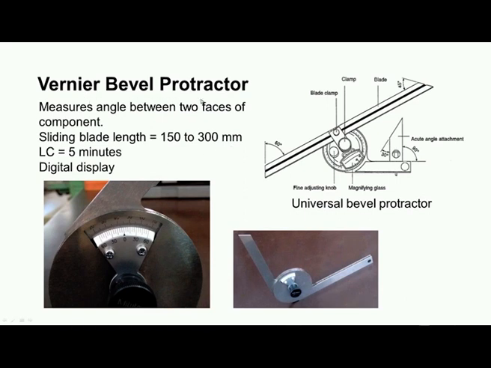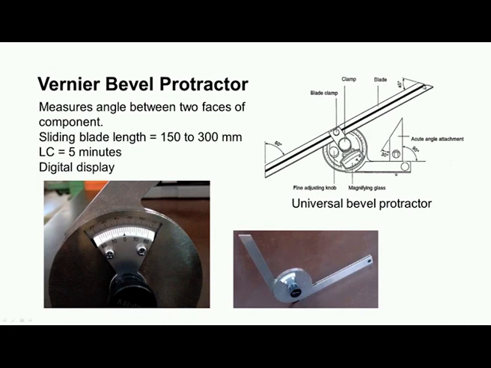The least count of these Vernier Bevel protractors is normally 5 minutes. Here a mechanical display is there, scale is there. There are bevel protractors with a digital display also. Now, you can see there are some attachments to the basic bevel protractor. There is an acute angle measurement attachment. This is 90 degree, and this angle is 30 degree, and we have a sliding blade.